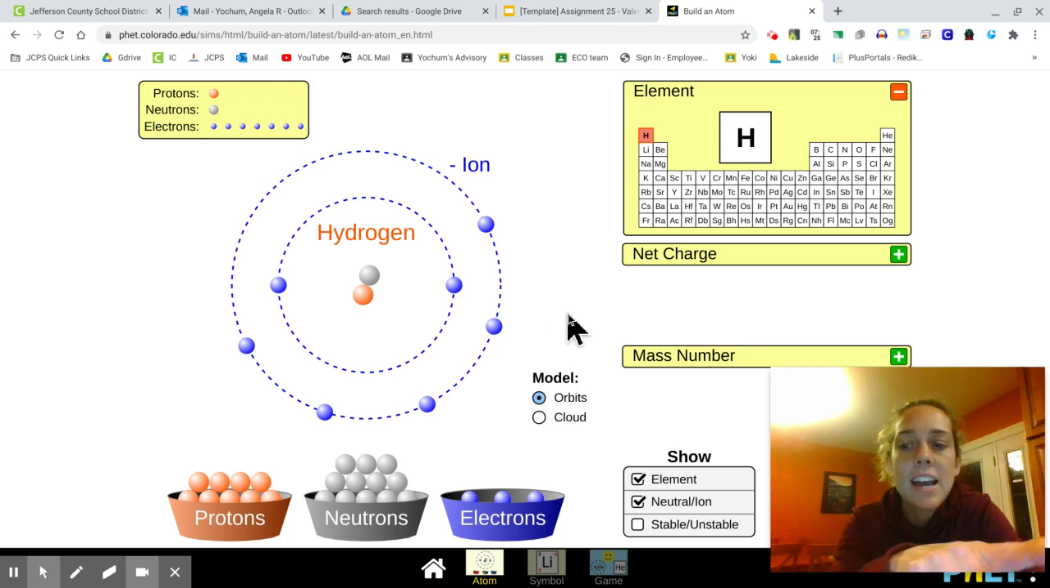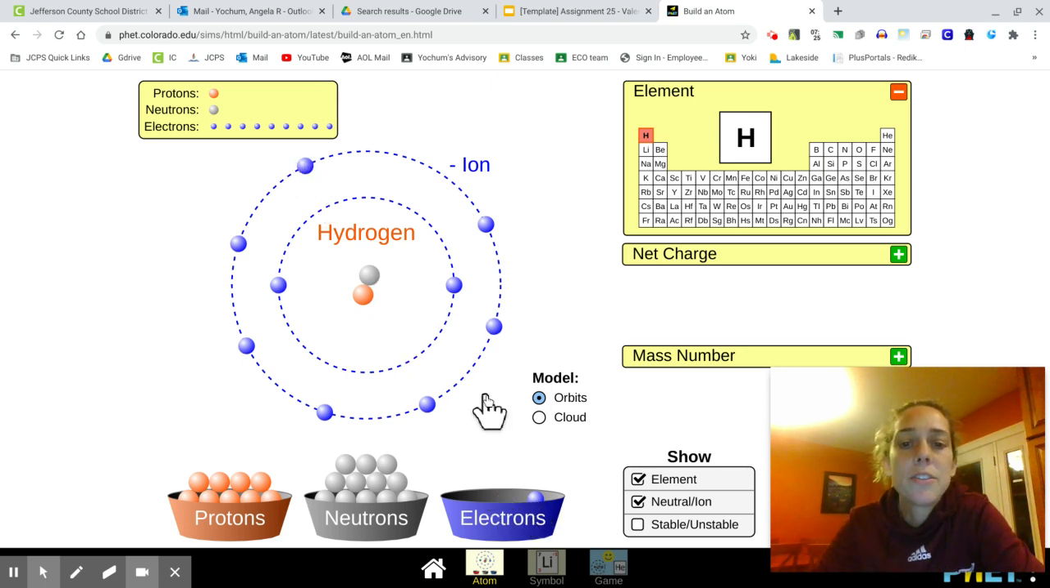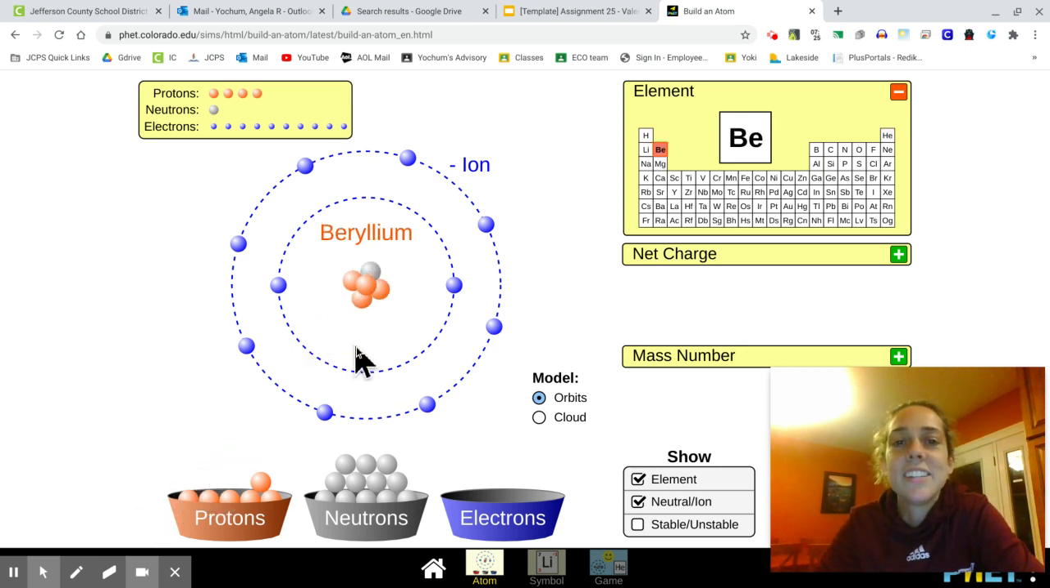So right now, this atom has 2, 3, 4, 5, 6, 7 total. And it needs 3 more electrons to have a full ring. All atoms want full outer rings. So let me throw 3 more in there, and this would be considered to be a stable atom if I add all those protons in there too. So it's got 2 in the inside ring and then 8 in the outer ring. So that is a stable atom.